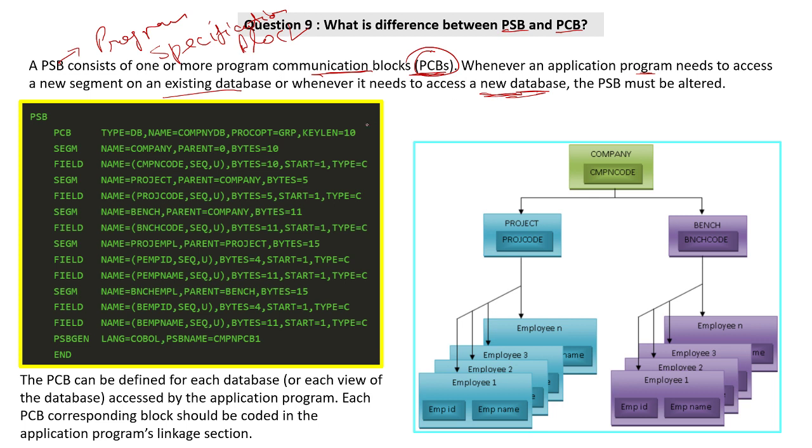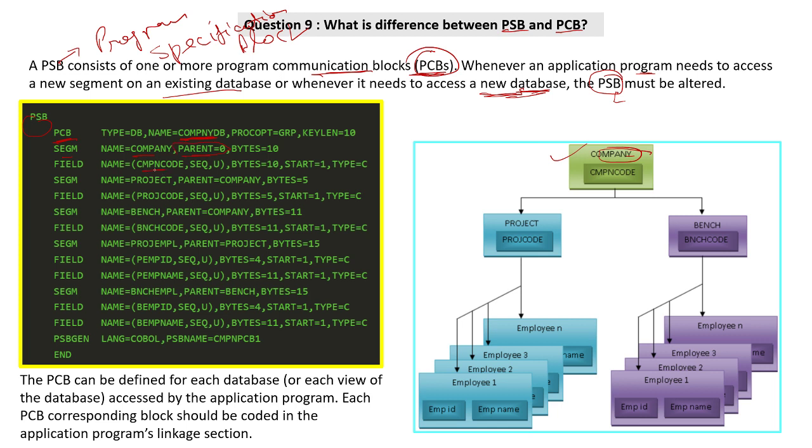Like here we have a company database, so we can access it using the PCB. If we are altering or using a new database, we have to change the PSB. You can see here there is one structure with company code. This is our root. We have the segment named company, and it has parent 0, which means it is the root.